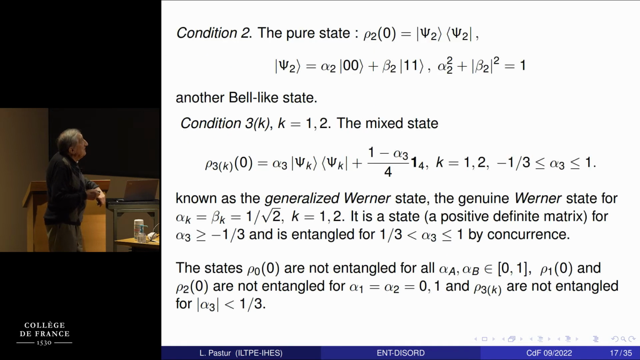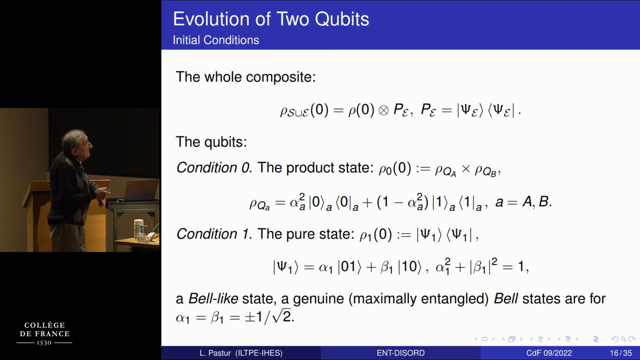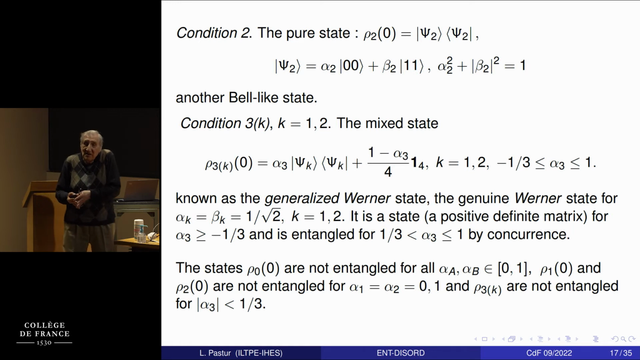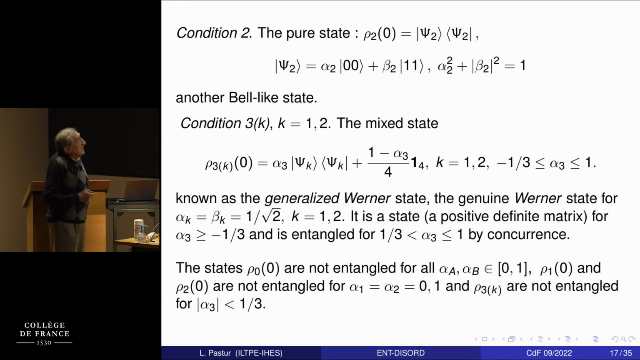The second condition is just another Bell state. You see 0, 0, 1, 1, while here it's a bit more interesting. And the third one is called the generalized Werner state. So you have a mixture of a pure state, one of the two, and the completely entangled state, because the unit matrix, as we already mentioned many times, is the most entangled density matrix. So you have a mixture. Depending on this parameter alpha 3, you'll have a different situation.